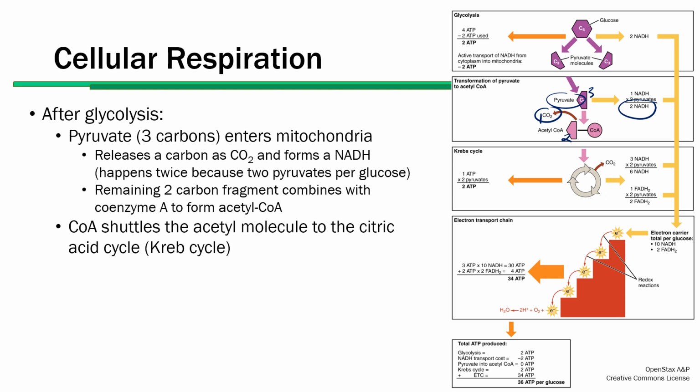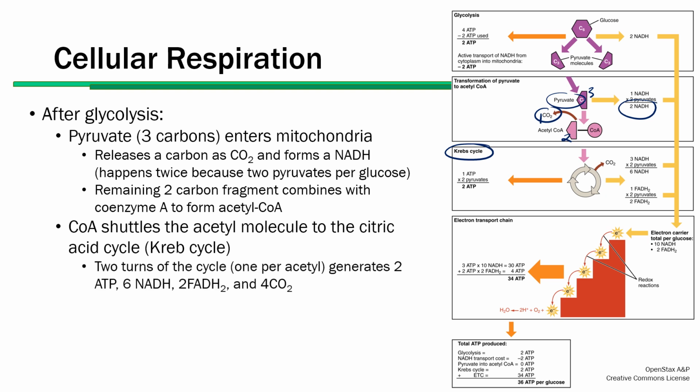The coenzyme A will shuttle that acetyl group into the Krebs cycle, also known as the citric acid cycle or tricarboxylic acid cycle. And then the cycle is going to go around twice, once per acetyl, and it's going to generate 2 ATP. It will generate 6 NADHs, 2 FADH2s, and 4 carbon dioxides. The reason for that is, remember, we're starting out with glucose, C6H12O6. What we want from the glucose is the bonds that are holding it together, not the atoms. We're getting rid of the atoms. We're getting rid of the carbon and oxygen. We're getting rid of the hydrogen. What we want is the energy.